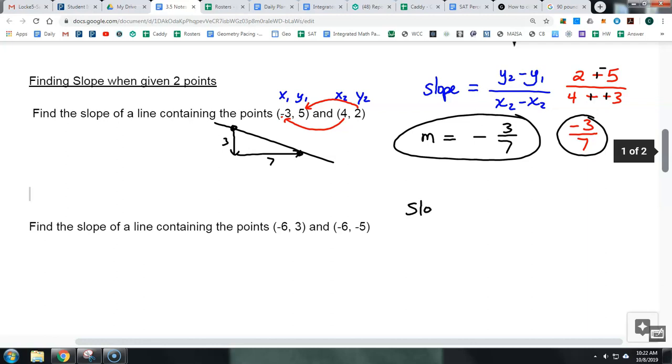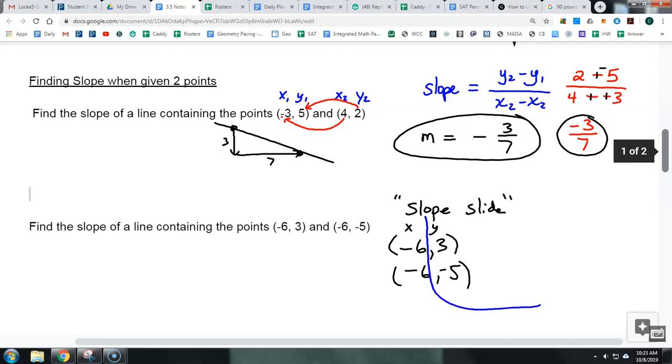Some people call this the slope slide. I just learned it last year, so this is really kind of new to me. But you stack the 2 points. Instead of putting them horizontal, you stack them. So I go negative 6, 3, and then negative 6, negative 5. I guess why people like this is because your x's and y's are already lined up for you, so maybe it's easier to subtract. And the slope slide, you kind of come down and then you go to the right.